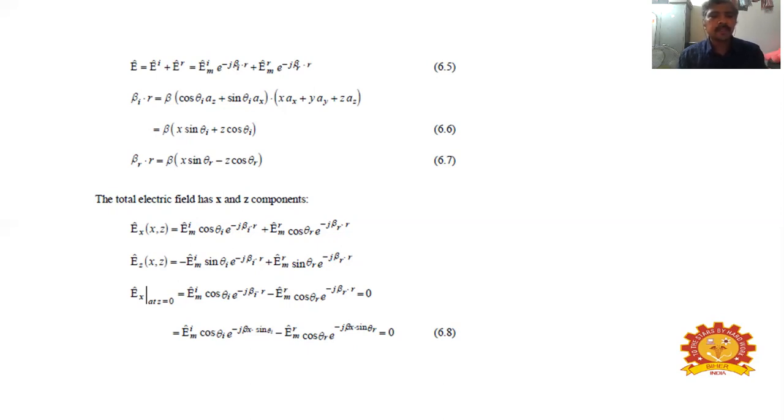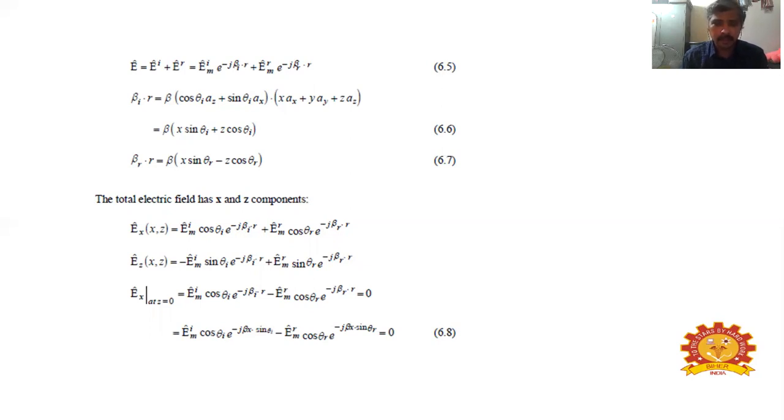Then we have the z component of electric field intensity, that is E of z at x comma z is equal to minus Em^i into sin theta I into e to the power minus j beta I dot r plus Em^r into sin theta r into e to the power minus j beta r dot r. That is, E of x at z equal to 0 is equal to Em^i into cos theta I into e to the power minus j beta I dot r minus Em^r into cos theta r into e to the power minus j beta r dot r, equal to 0.